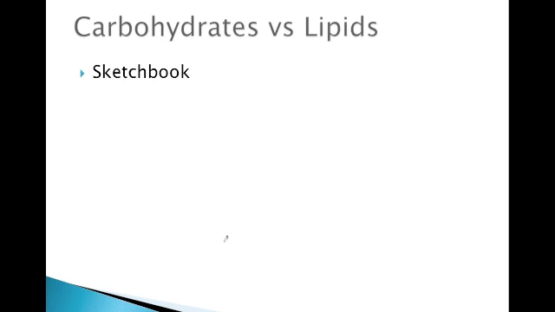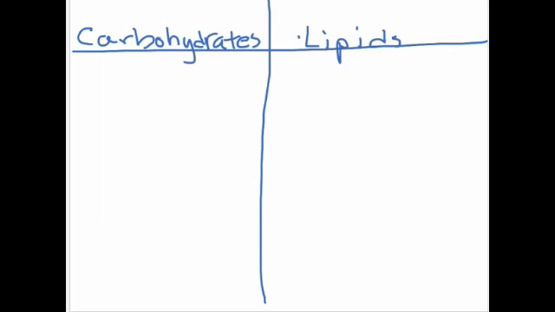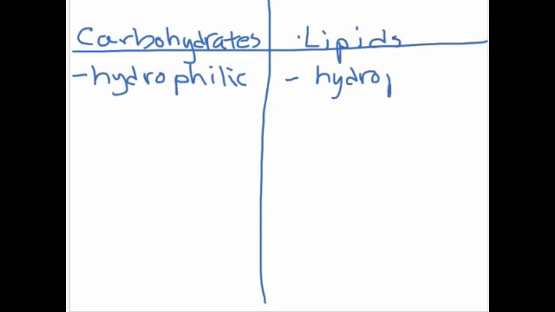Now we're going to make another sketchbook comparing carbohydrates and lipids, because I'm pretty sure a lot of people get them mixed up. The first difference is that carbohydrates are hydrophilic, while lipids are hydrophobic. For example, oil, any oil. You know it's a lipid because when you put it in water, it's not going to mix, so it's hydrophobic. But Kool-Aid, for example, when you put it in water, it's going to dissolve and mix. So you know for sure it's hydrophilic.